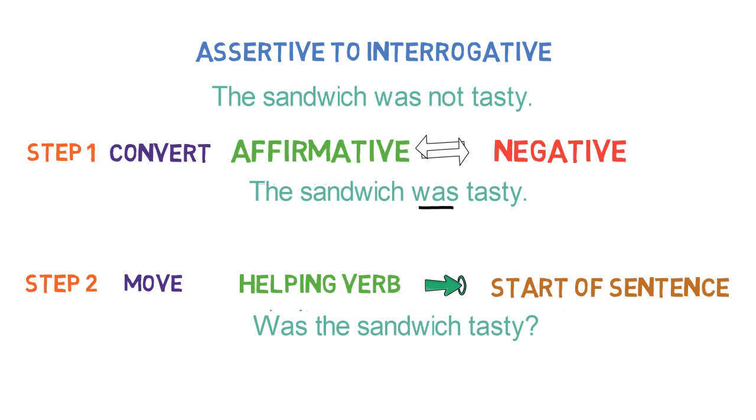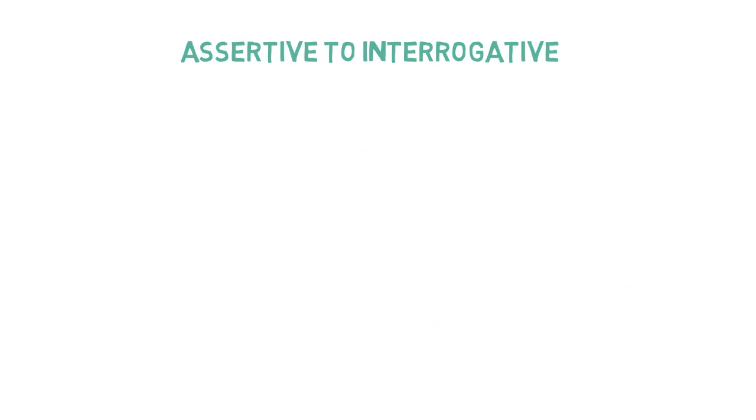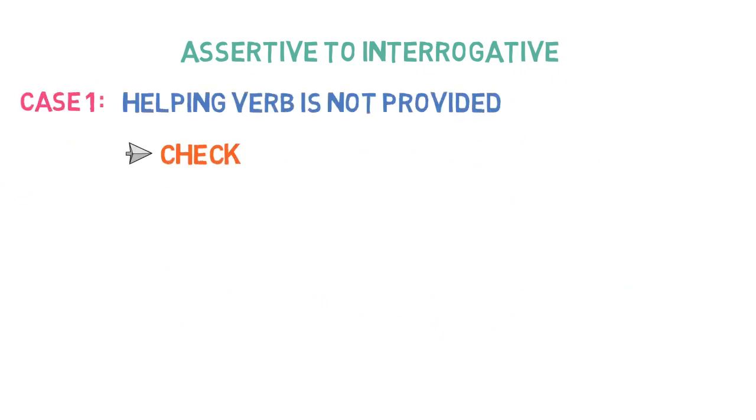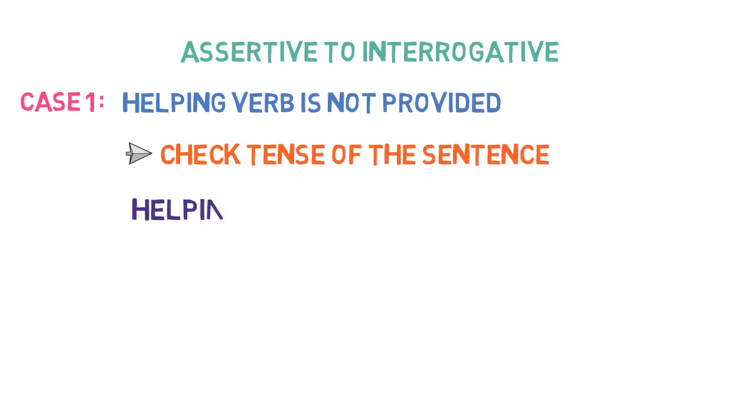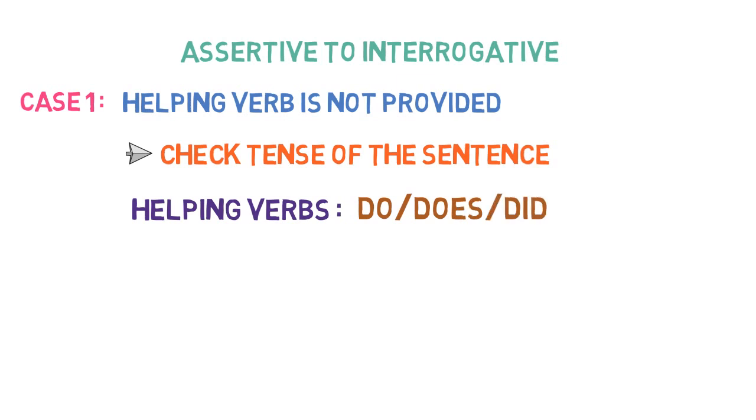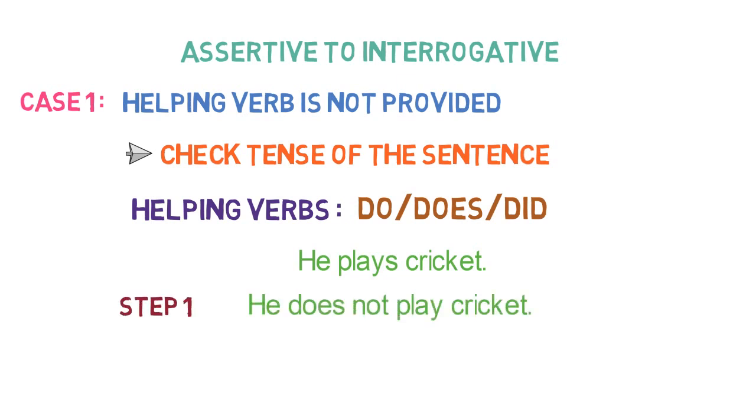Now let's look into different cases that need to be kept in mind while converting an assertive sentence to interrogative. Case number 1. If the helping verb is not provided, we check the tense of the sentence and accordingly add the helping verb. Generally, these helping verbs are do, does, did. Let's look into an example. He plays cricket. Here, as the sentence is in simple present and the pronoun he is used, we use the helping verb does. After applying step 1, the sentence is he does not play cricket. After applying step 2, the sentence will be doesn't he play cricket?